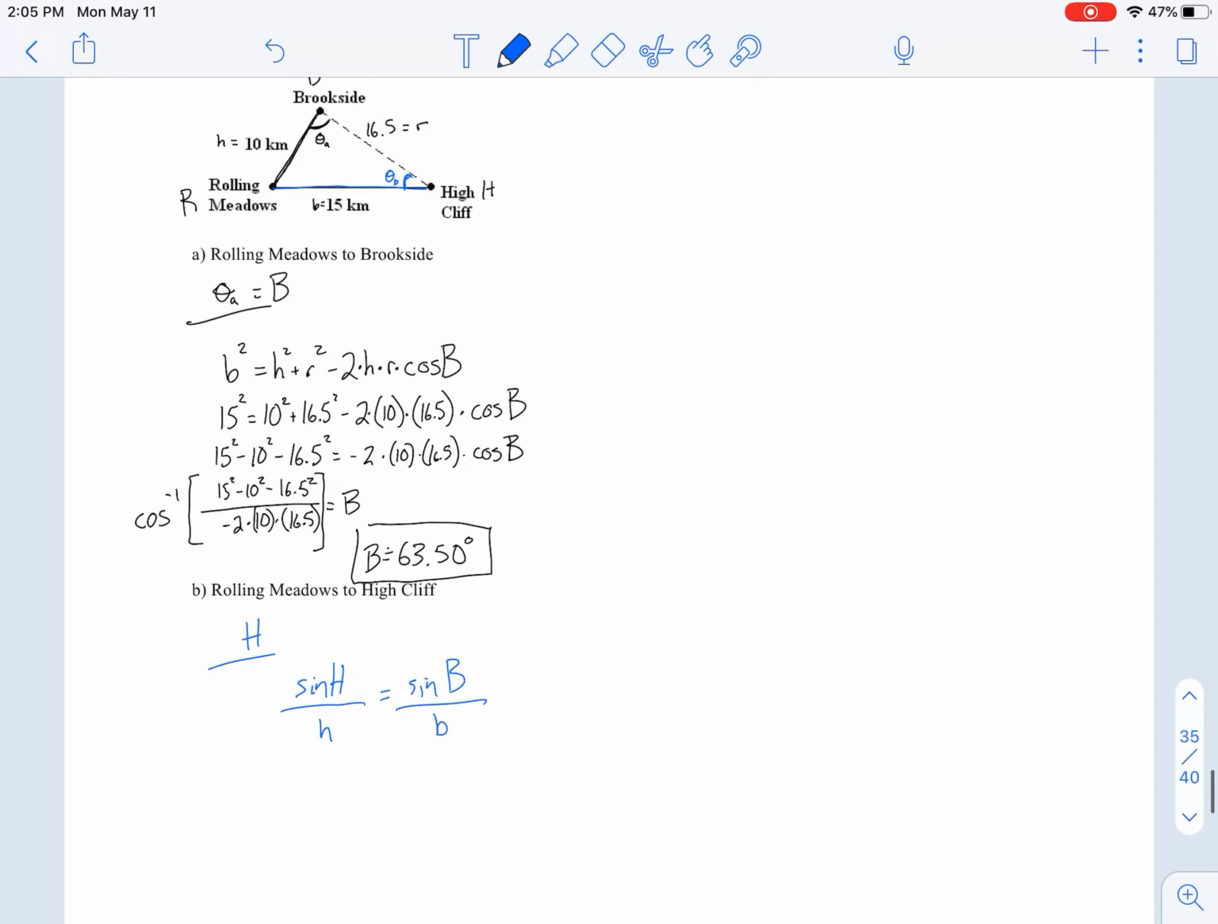So we can fill in some values. We don't know capital H. So that's what we're trying to solve for. We know the side across from it is 10. We know sine B. We just solved for that. That will be the sine of 63.50 degrees. And we know the side opposite to sine B is 15.